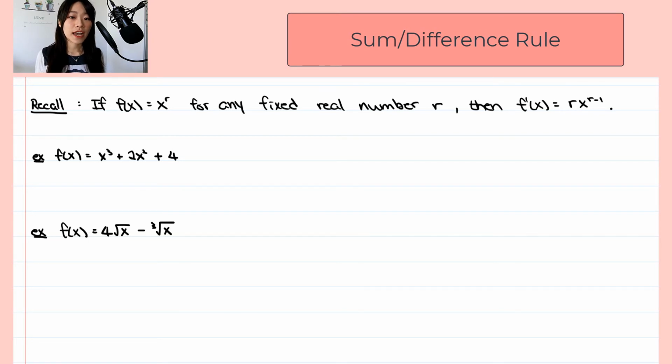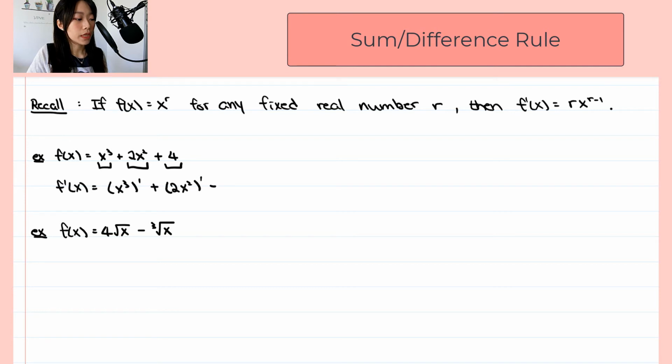So the power rule states that if a function equals x to the power of r, where r is any real fixed number, then its derivative is r times x to the power of r minus 1. So now let's look at the example. For f of x equals x cubed plus 2 times x squared plus 4. So here we have a function of x plus a function of x plus another function of x. So its derivative equals the derivative of the first function plus the derivative of the second function plus the derivative of the third function.